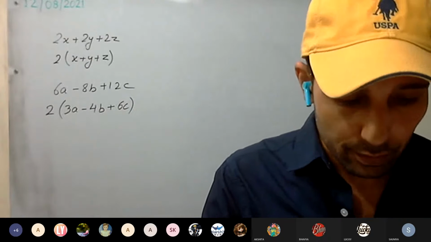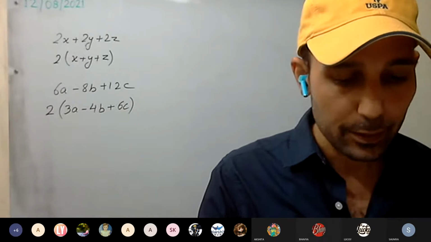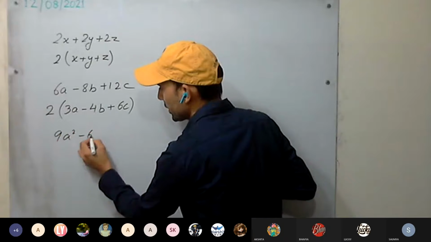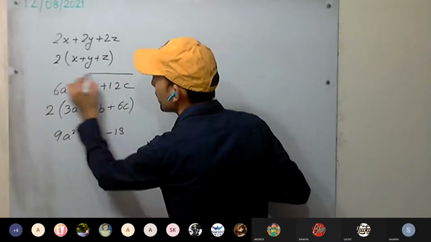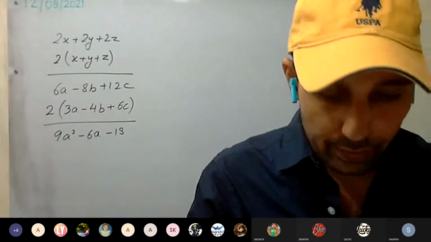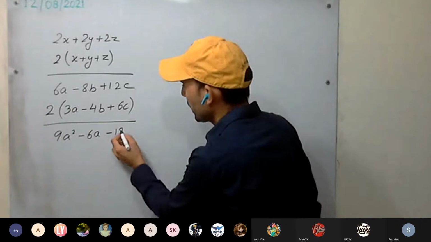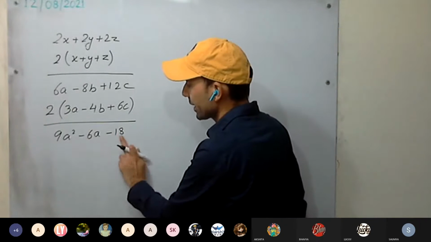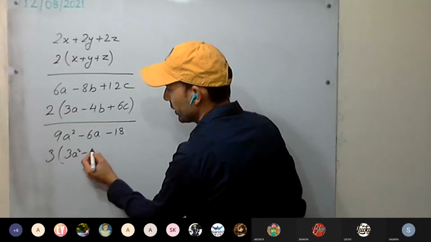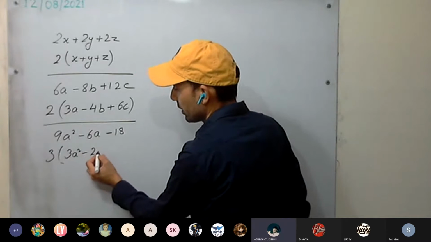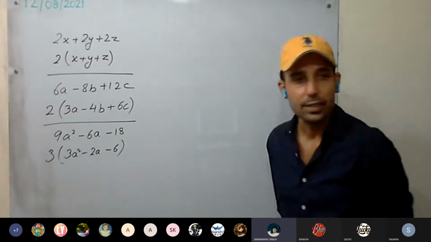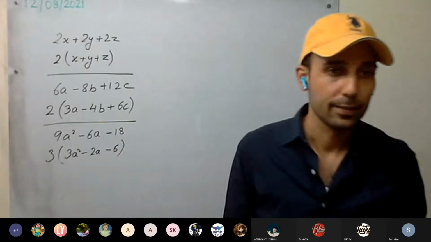Next one, Abhimanyu, 9a square minus 6a minus 18. What will be the highest common factor between 9, 6 and 18? 3. 3 out. 3a square minus 2a minus 6. These are the factors, we have factorized it.